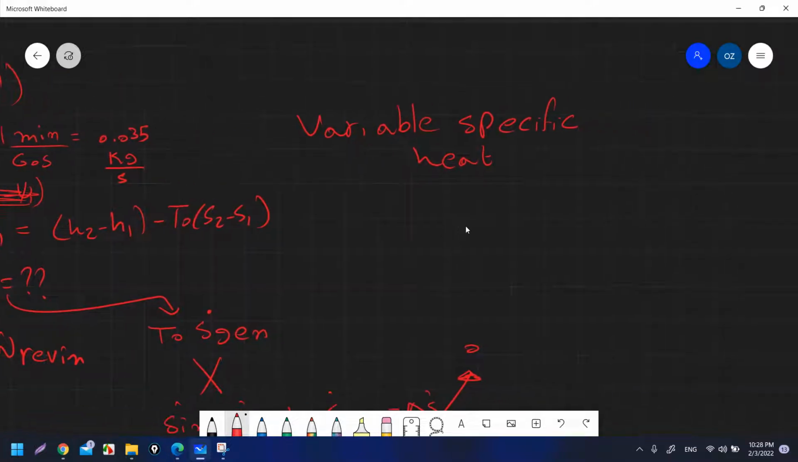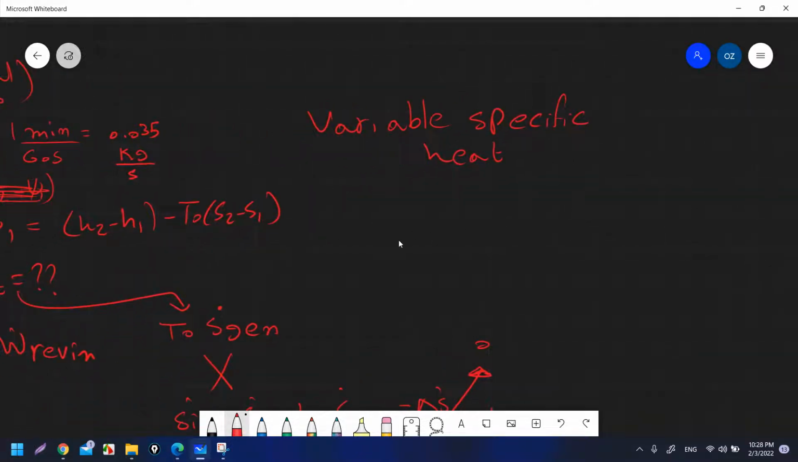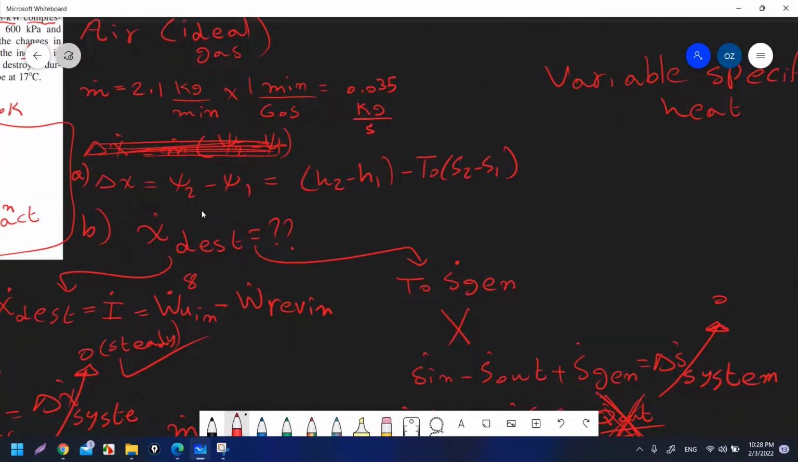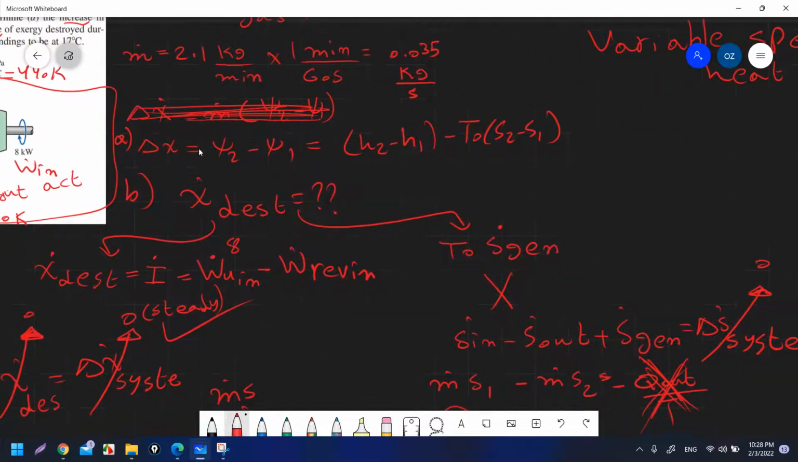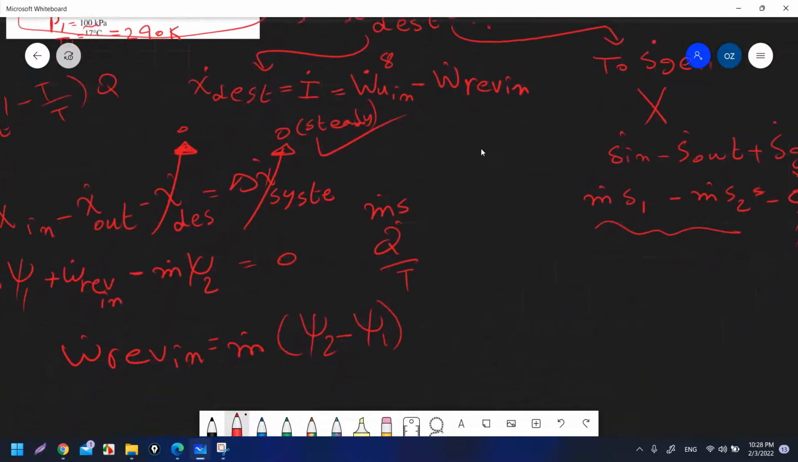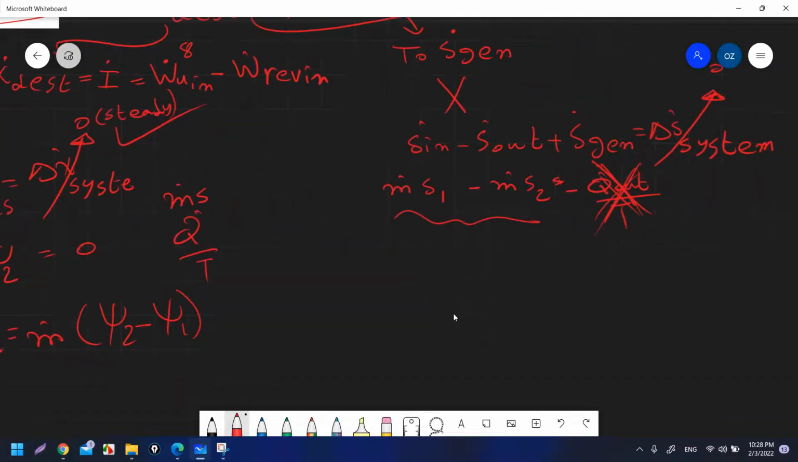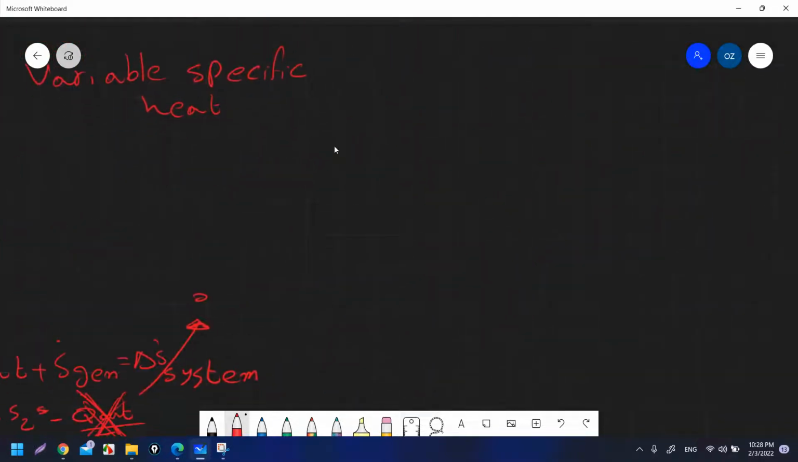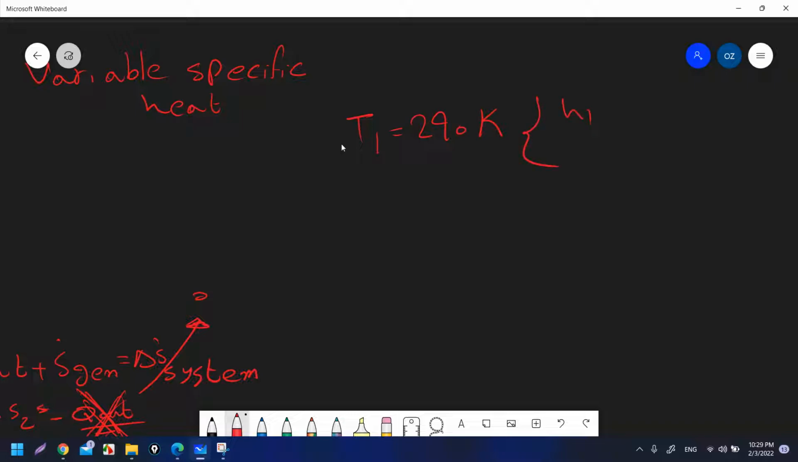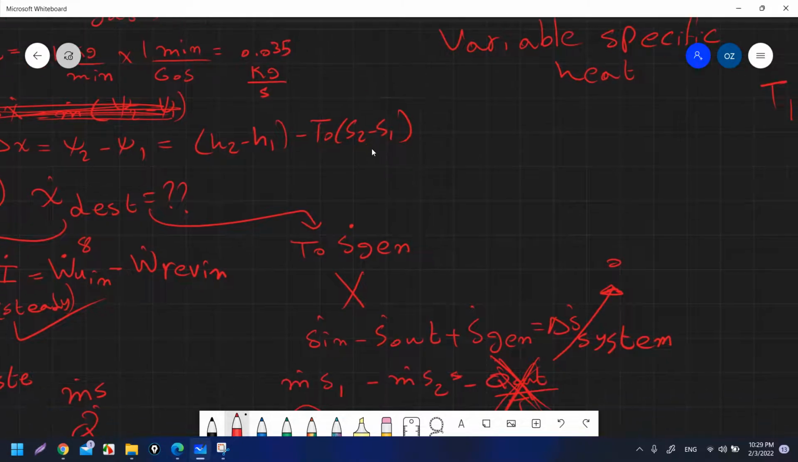So let's write this one, because if I know psi2 minus psi1, or the change in exergy per unit mass, I will find it here. I already have the mass flow rate, so I will find the work reversible in. Let's find the states from table A17. I have at state 1 T1 equal to 290 Kelvin. Table A17 is in Kelvin, so you have to use Kelvin. I want to find H1, and for S, how can I find S?